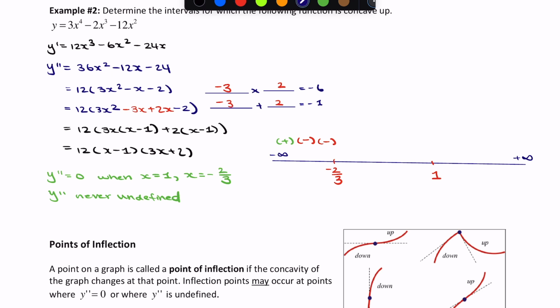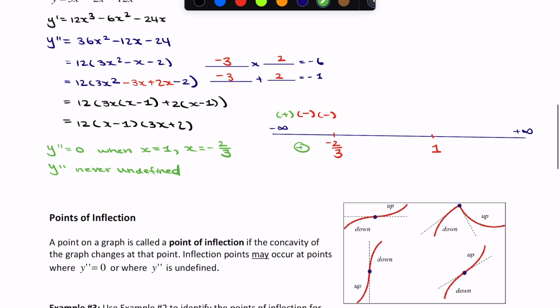So here we see that it's going to be positive in terms of the second derivative, which means that it is going to be concave up, or we'll use the short form CU. Here from -2/3 to 1, our 12 is still positive. So we'll sub in a value of 0, for example. 0 minus 1 will give us a negative value. And 3 times 0 plus 2 will give us a positive value. So positive times negative will give us a negative value.